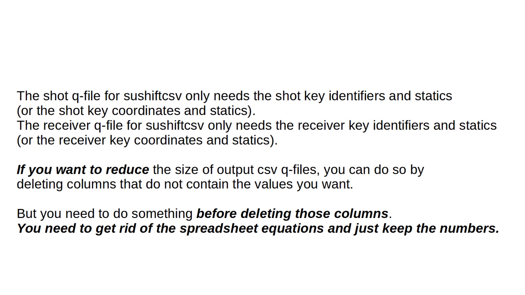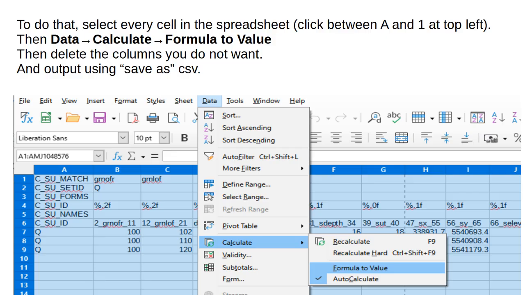But you need to do something before deleting those columns. You need to get rid of the spreadsheet equations and just keep the numbers. To do that, select every cell in the spreadsheet, click between A and 1 at top left, then Data, Calculate, Formula to Value. Then delete the columns you do not want, and output using Save As CSV.